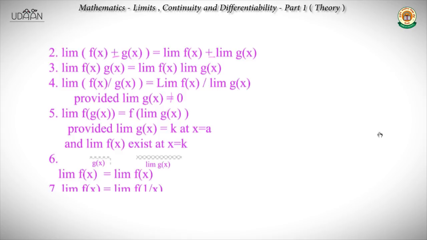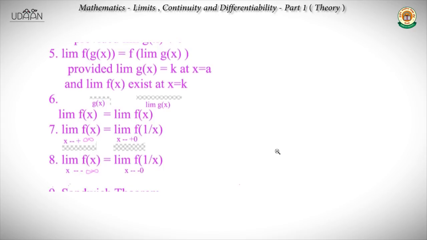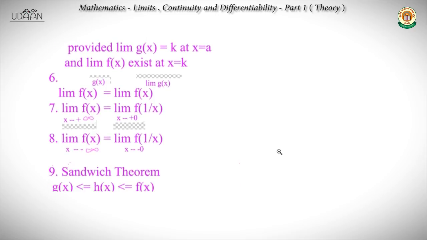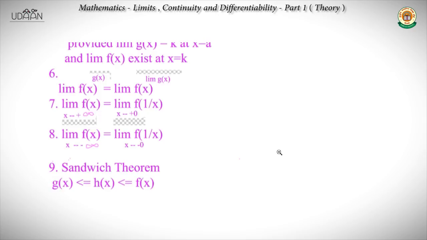Similarly, moving to the fifth theorem, limit x tends to a f(g(x)) equals f(limit x tends to a g(x)). This is the way we apply limits to composite functions. But one thing that is required for its existence is that limit x tends to a g(x) equals k, which is a finite value, and limit x tends to k f(x) exists. And the sixth theorem states that limit f(x) raised to g(x), x tends to a, equals limit f(x) raised to limit g(x), x tends to a.